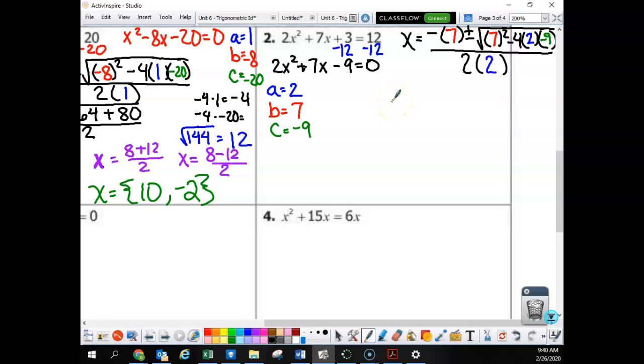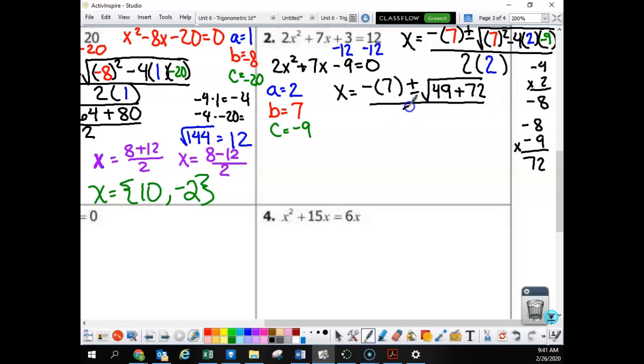So if you get confused here, like what to do first, if you want, focus on inside the square root first. Okay. So this is going to be x equals negative 7 plus or minus. So let's do the square root first. So the square root, what is 7 squared? 49, right? And then we're going to multiply negative 4 times 2. What's negative 4 times 2? Negative 8, right? That negative 8 is what we're going to multiply negative 9 by. So what is negative 8 times negative 9? 72, right? So this is going to be positive 72. So it's going to be 49 plus 72 over 2 times 2. We're good so far? All I did was multiply the stuff inside the square root.